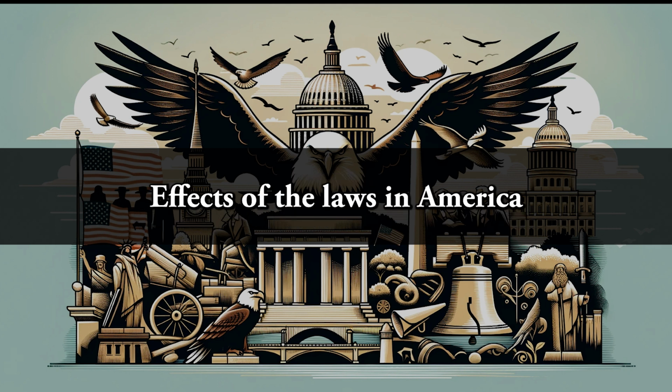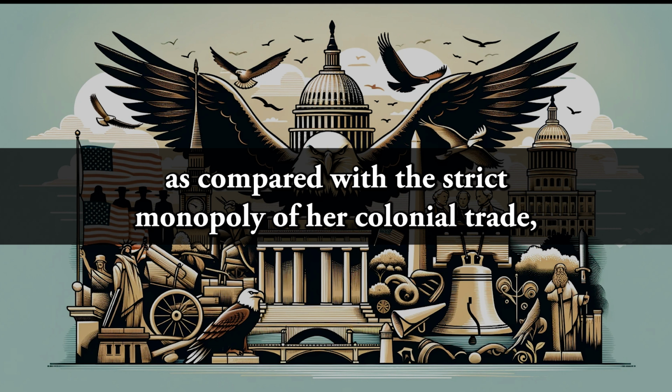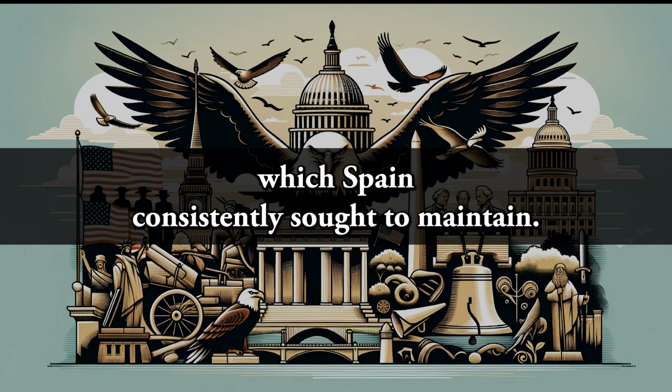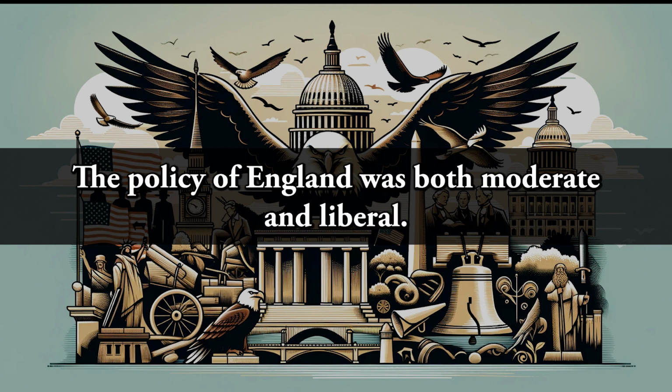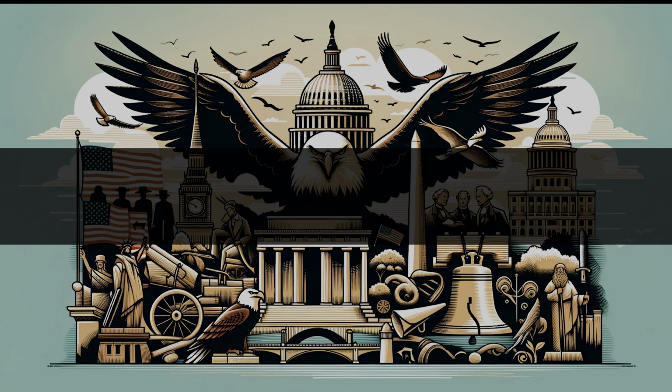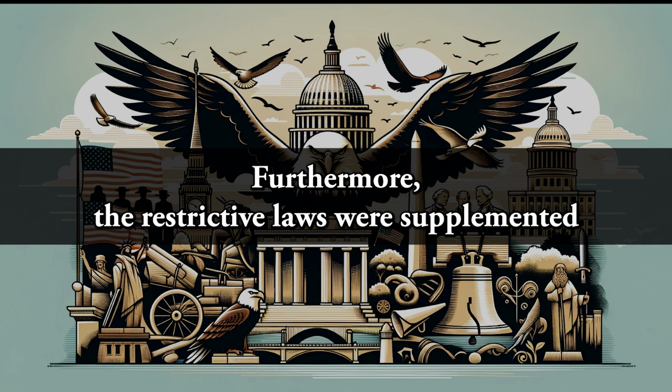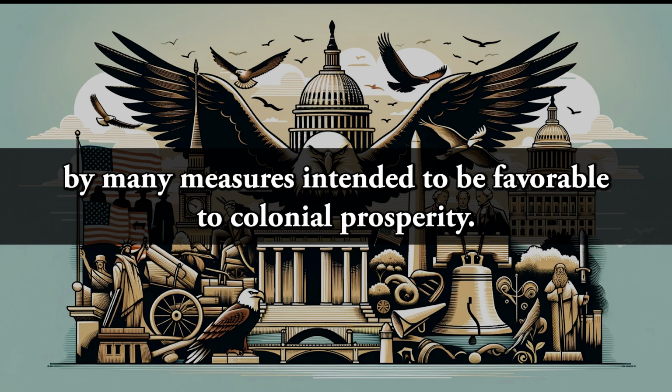Effects of the laws in America. As compared with the strict monopoly of her colonial trade which Spain consistently sought to maintain, the policy of England was both moderate and liberal. Furthermore, the restrictive laws were supplemented by many measures intended to be favorable to colonial prosperity.